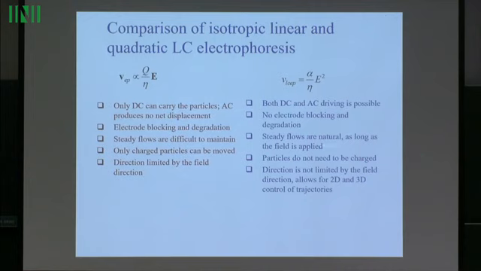And in the liquid crystal, it's a much broader range of possibilities. First of all, you can use an AC field, and that immediately eliminates the electrode blocking. You can create steady flows as long as you are applying the electric field. There is no depletion in the applied voltage, and the steady flows are very natural. The particles do not need to be charged in any way. No separation of charges because of polar groups at the surface, and the direction of motion is not limited by the direction of the field.